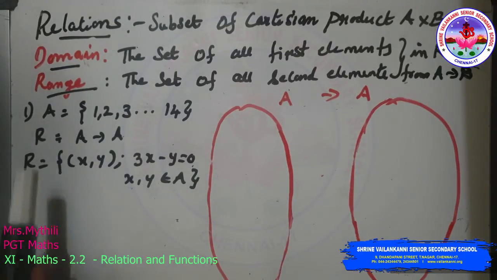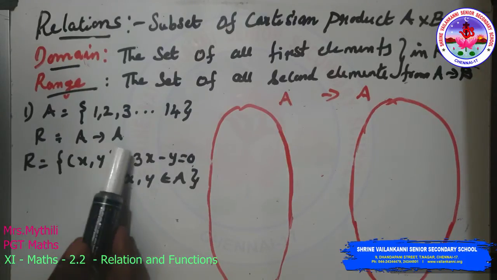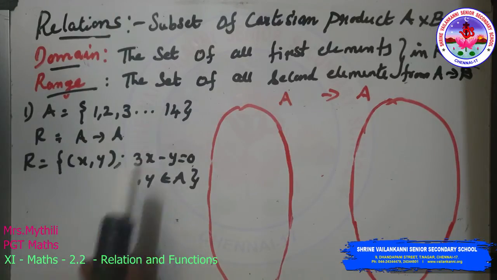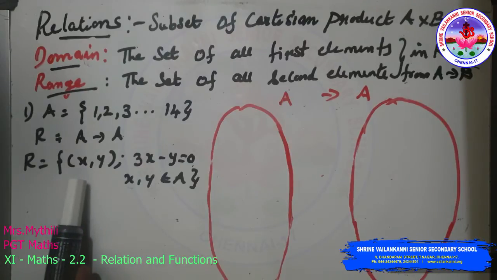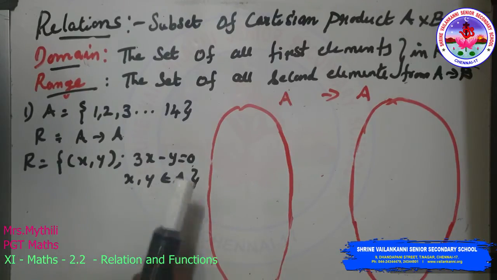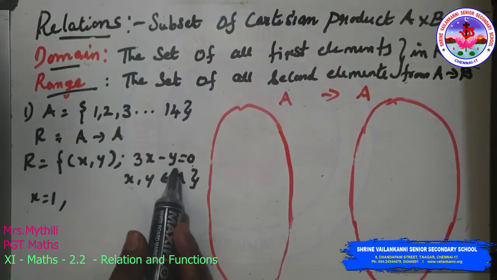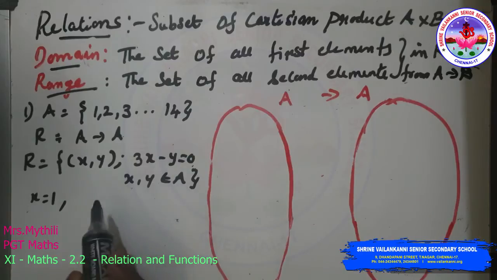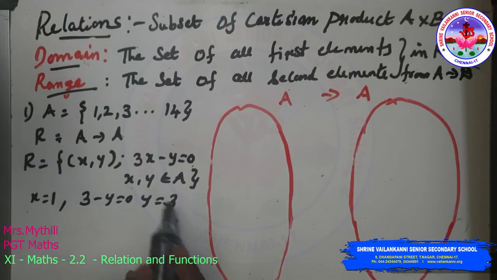Here it's given set A equal to {1, 2, 3, ..., 14} and R is from A to A. That is x is 1 to 14 and y is also from 1 to 14. So taking x equal to 1, it must satisfy this equation. When x equal to 1, substituting here, 3 minus y will be equal to 0. So y equal to 3.